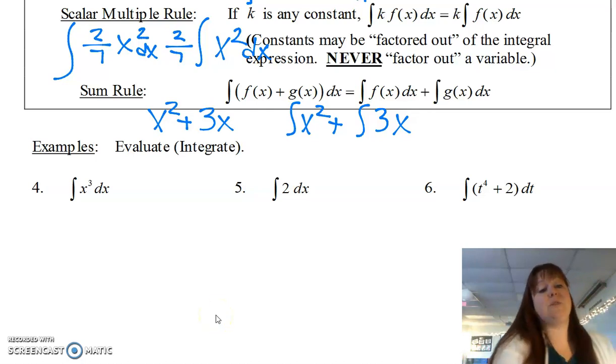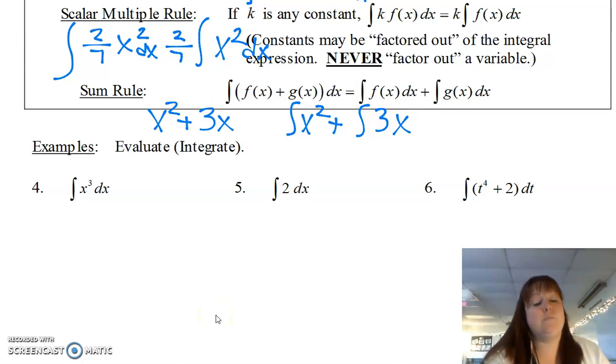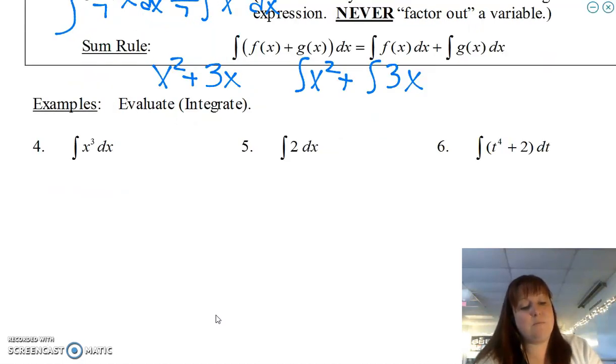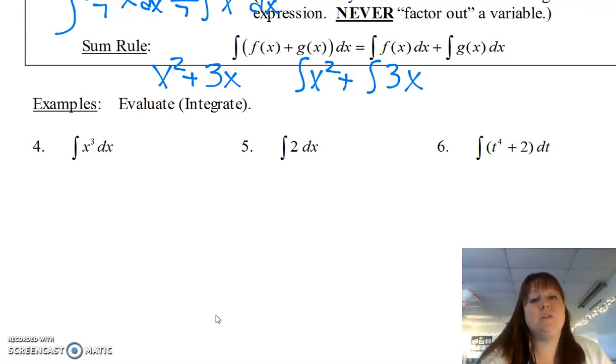All right, so let's get into actually doing some integrals, okay? So this is evaluate, and basically what that means is integrate it. Tell me what the integral is going to be, right? So again, when I'm integrating, it says, hey, this is the derivative of some function. What's the function? We're just going backwards, okay?